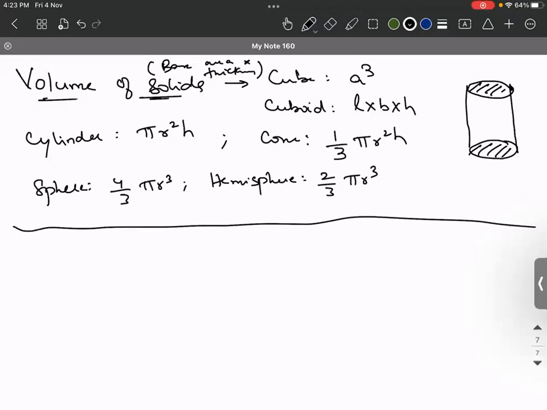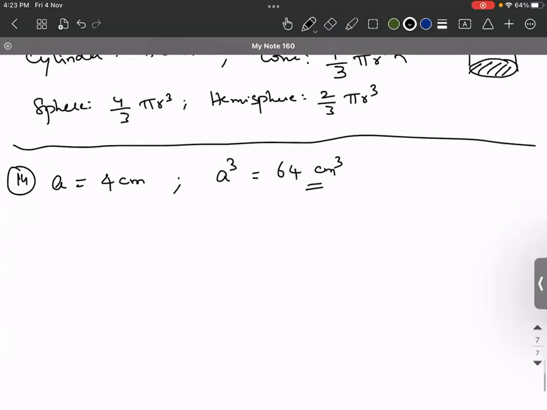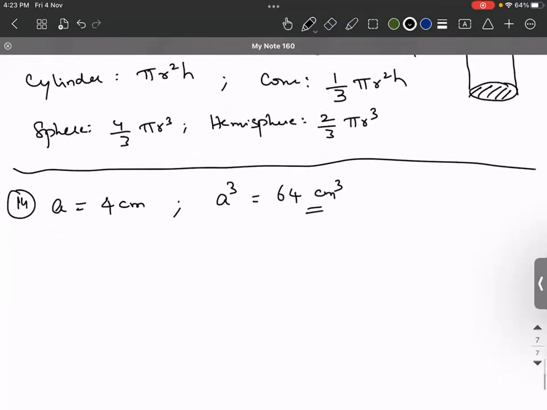So first, if you look at example number 14, what is the volume of a cube if the edge of the cube is 4 centimeter? Tell it in 10 seconds. 4 into 4, 16, into 4, 64. So 4 cube is 64 centimeter cube. Next, 15th is a good problem. Read and try to do it on your own.